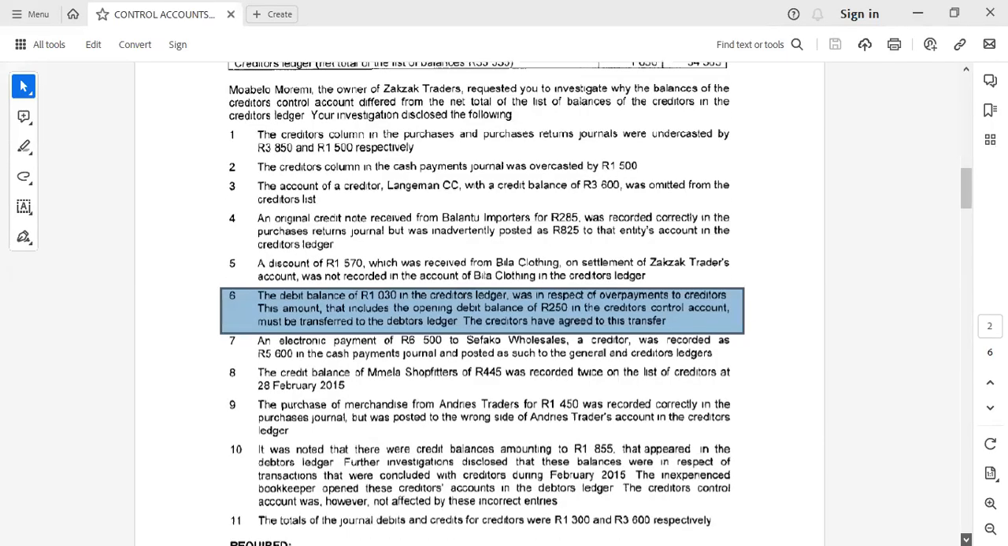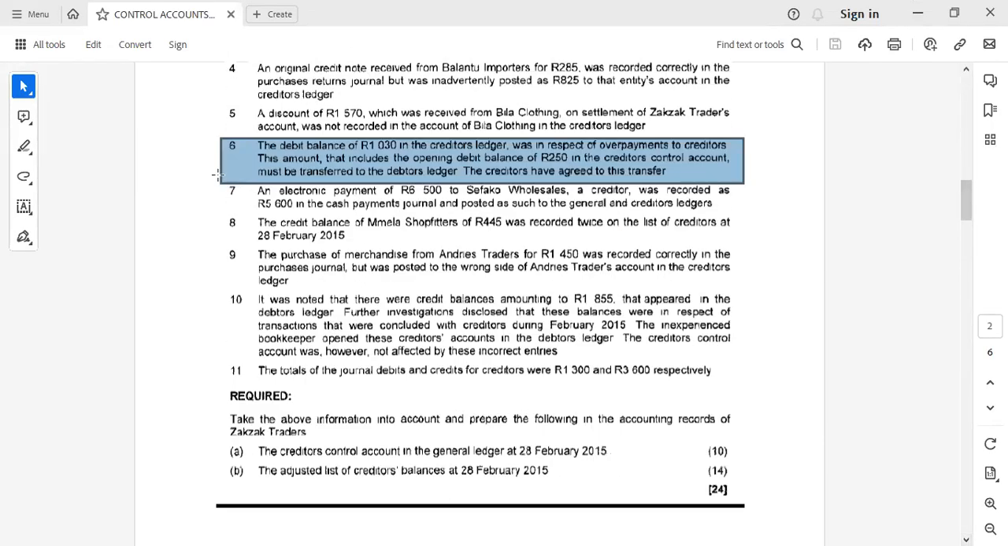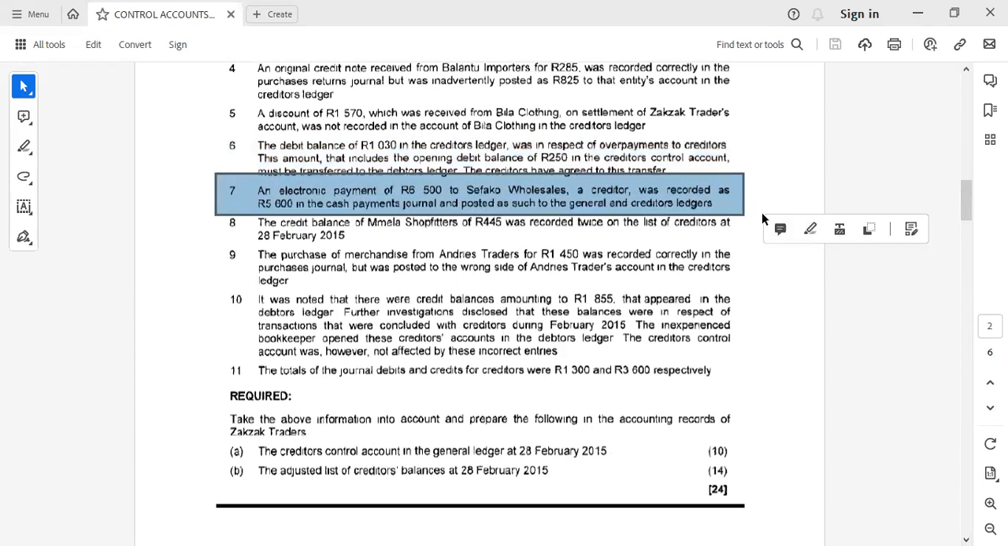Number 7, an electronic payment of 6,500 to Cefaco wholesalers, a creditor, was recorded as 5,600 in the cash payments journal and posted as such to the general and creditors ledger. Right. So this was an error in the book of original entry.